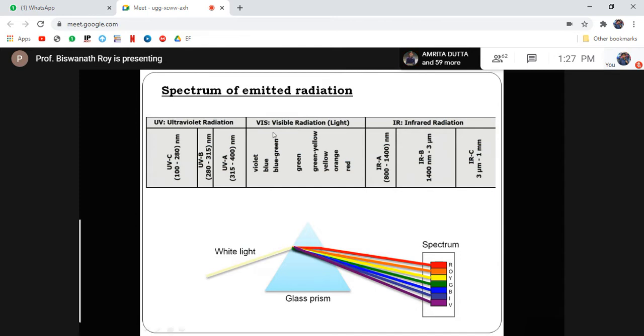So why is the name visible radiation? Because from 400 nanometer to 800 nanometer, this is the range of visible radiation. It has the capability to stimulate our visual system, that is the eye. We can see when this range of electromagnetic radiation is allowed to be incident on our eye, and we can see the image out of this radiation.